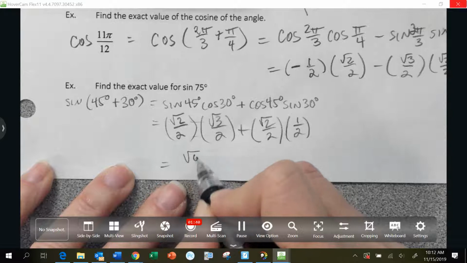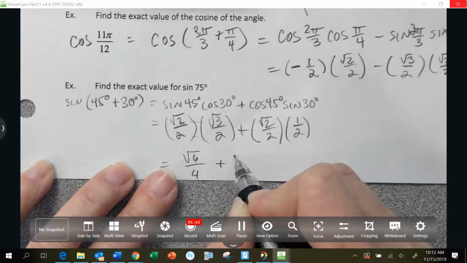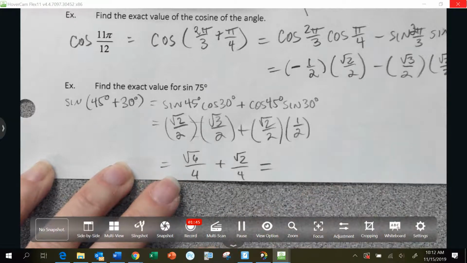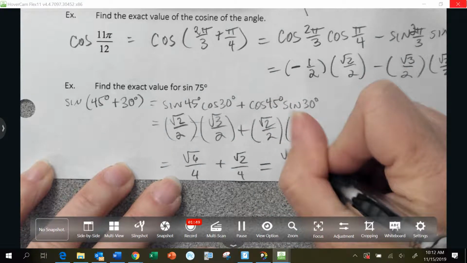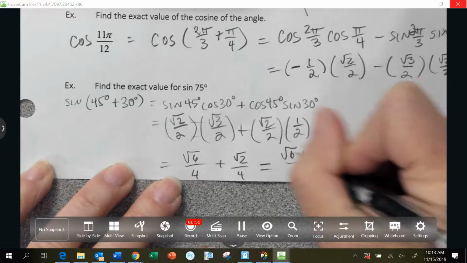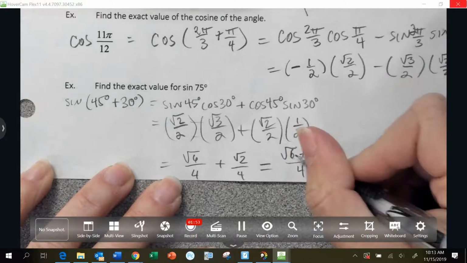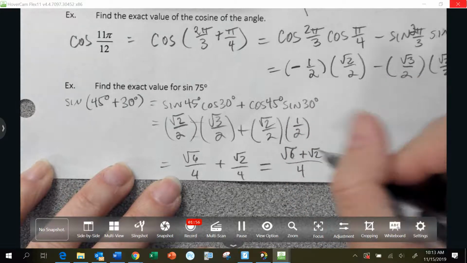We get radical 6 over 4 plus radical 2 over 4. Combine by the common denominator: radical 6 plus radical 2 over 4. Can I add those together? No. So this is done.